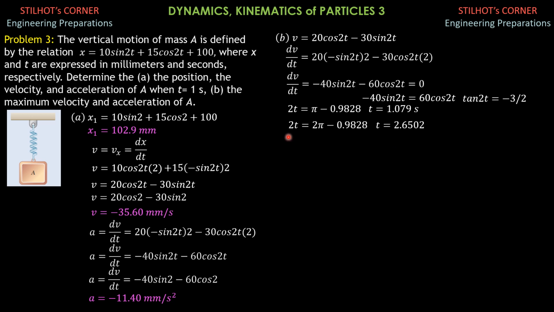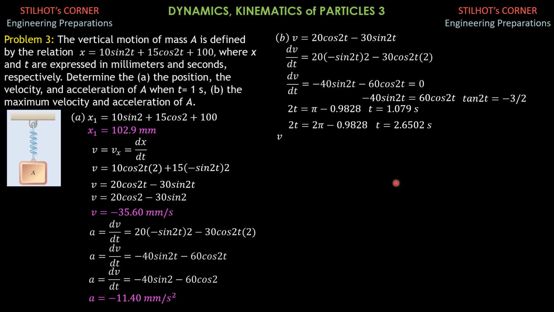Then t is equal to 2.6502 seconds. So there are two values. One we evaluate when t is 1.079 seconds, and the other when t is 2.6502 seconds.